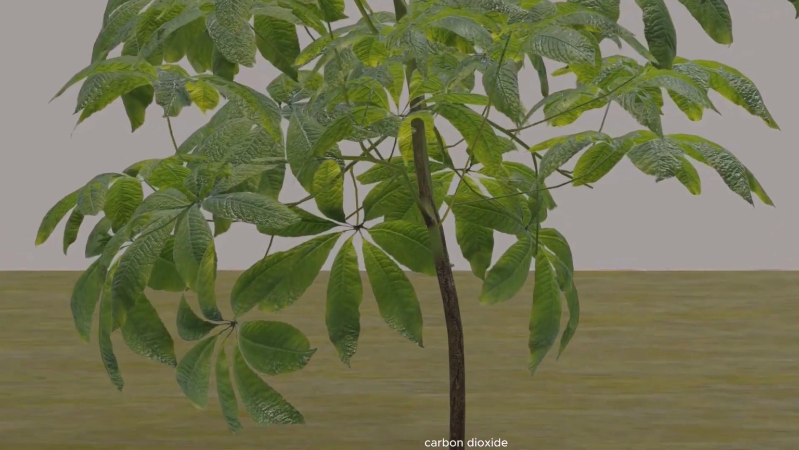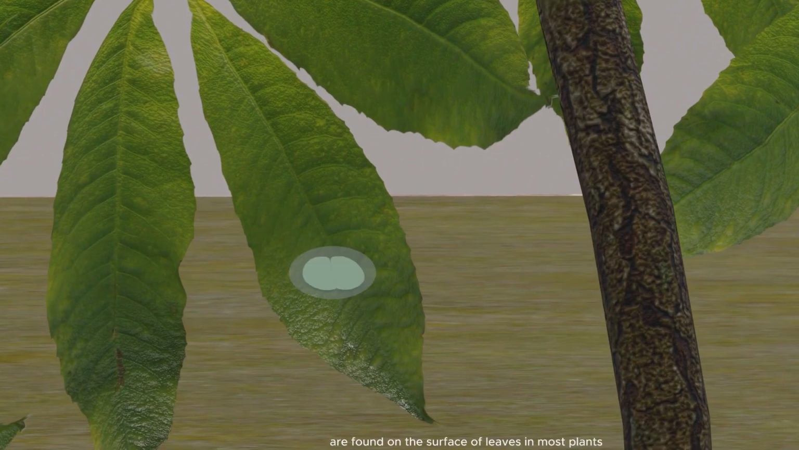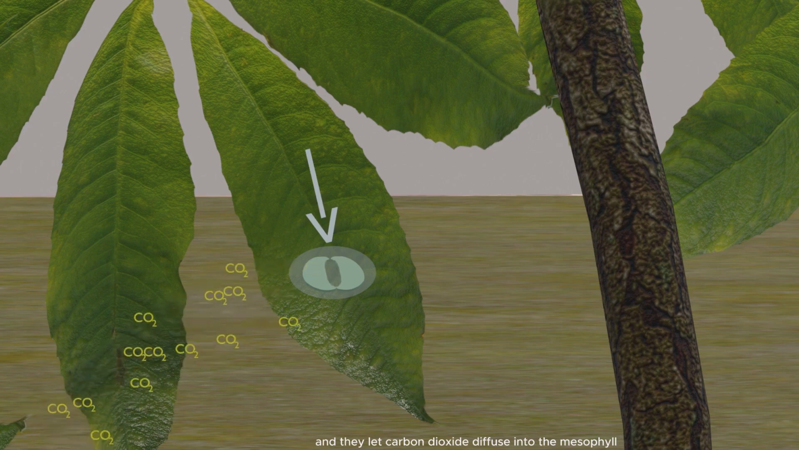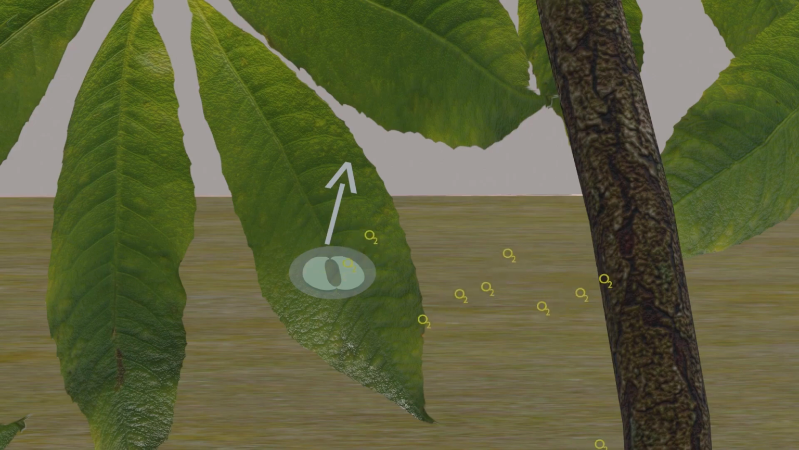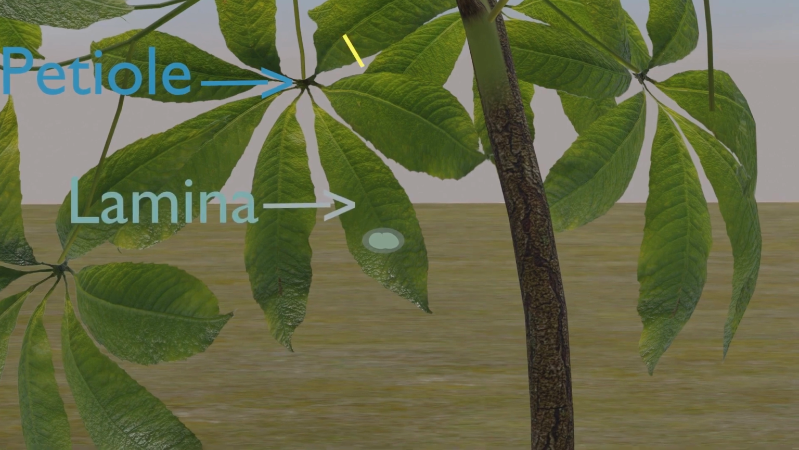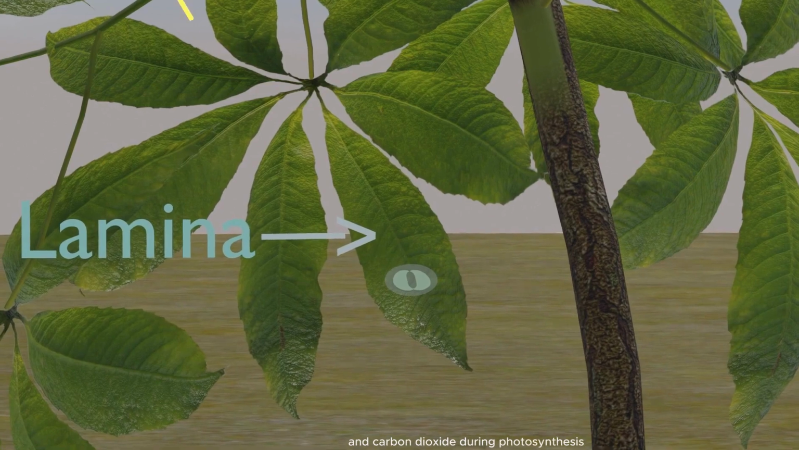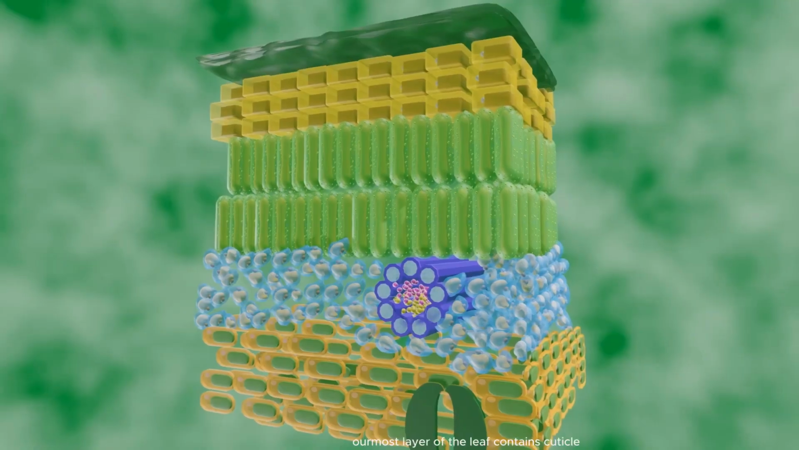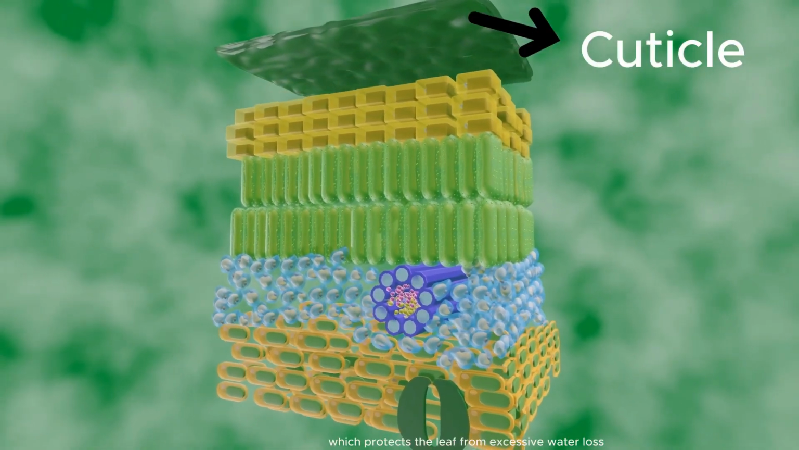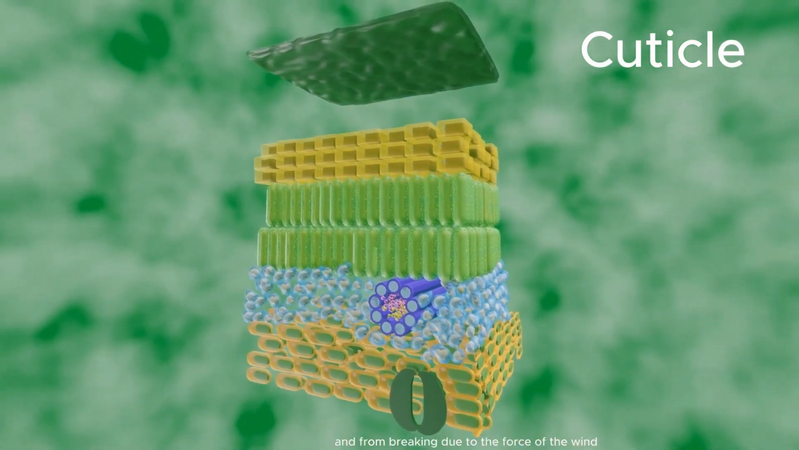Carbon dioxide, from air, enters through tiny porous stomata, which are found on the surface of leaves in most plants. They let carbon dioxide diffuse into the mesophyll layer, and oxygen diffuse out. Structurally, a leaf comprises a petiole, epidermis and a lamina. The lamina is used for absorption of sunlight and carbon dioxide during photosynthesis. The outermost layer of the leaf contains cuticle, which protects the leaf from excessive water loss and from breaking due to the force of the wind.